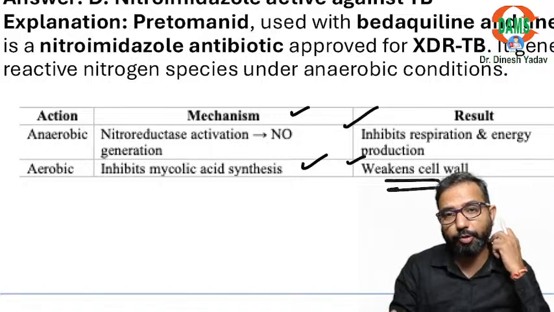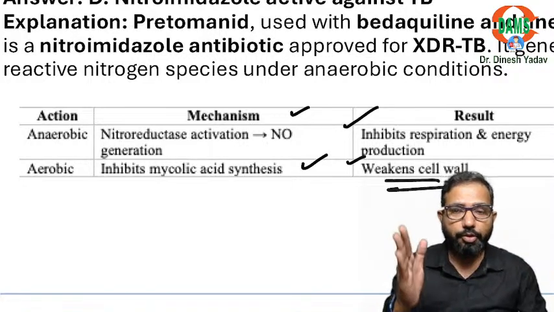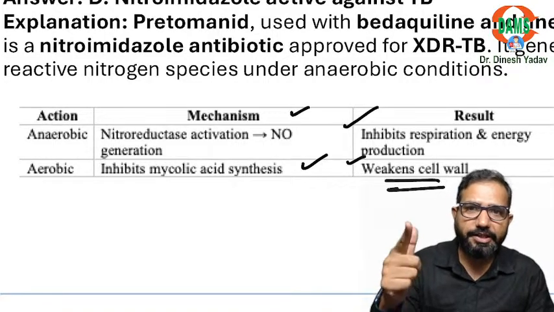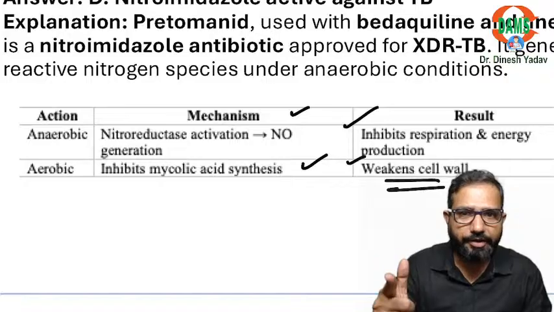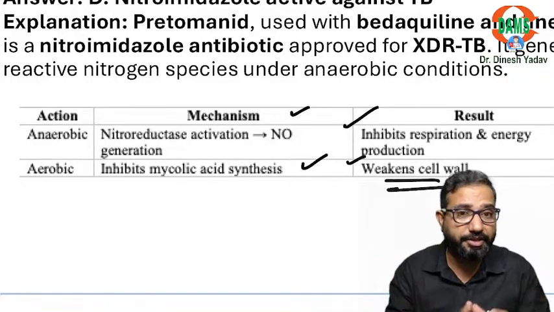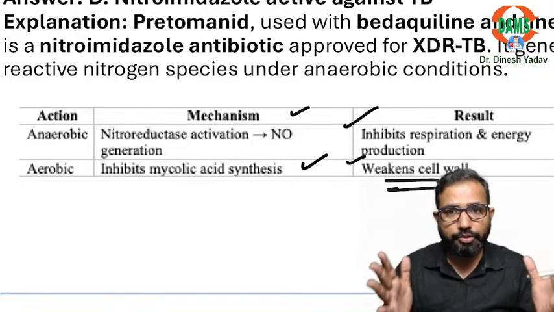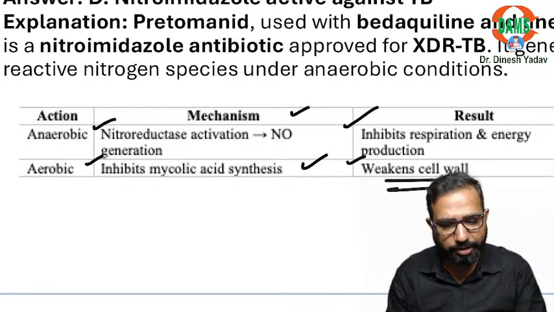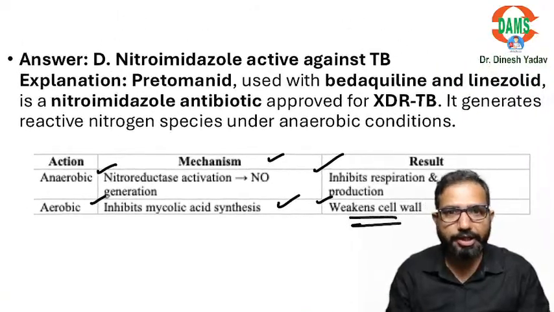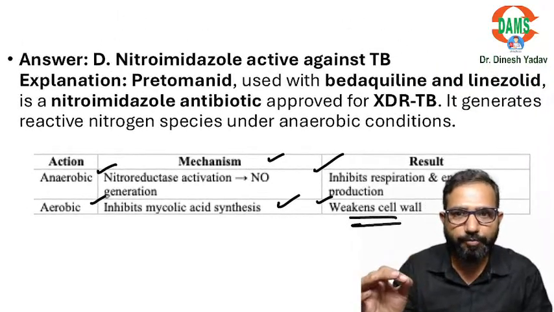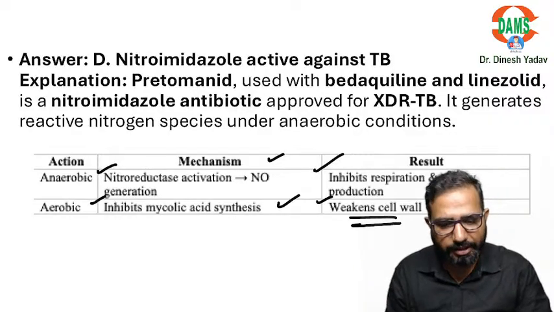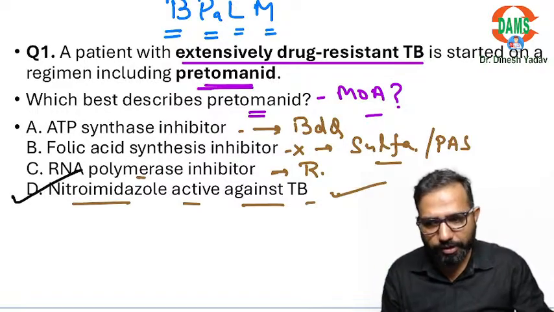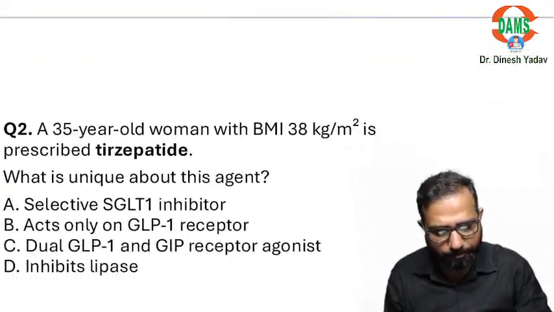It is the drug used for resistant tuberculosis, and don't forget both mechanisms. It is a mycolic acid inhibitor as well as a nitroimidazole antibiotic which acts via nitric oxide generation, like metronidazole. So it has these two mechanisms. Both these mechanisms are important. So that is true regarding the pretomanid drug. So what is the correct answer? The correct answer is option D. Okay, now let's see the next question.